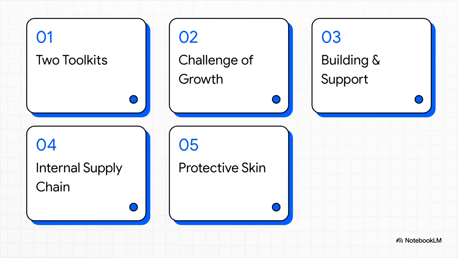So here is how we're going to break it down. First, we'll look at the two basic toolkits every plant has to work with. Then, we'll see how it uses those toolkits to solve the challenge of growth, build its own support structures, create an internal supply chain, and finally, put on a protective skin to face the world. So, let's start with those toolkits.